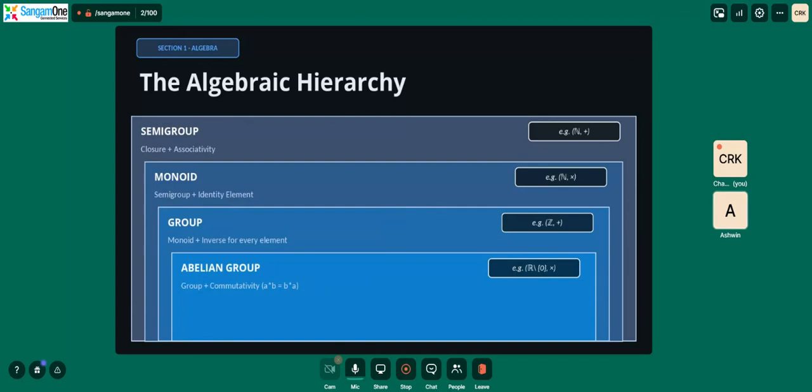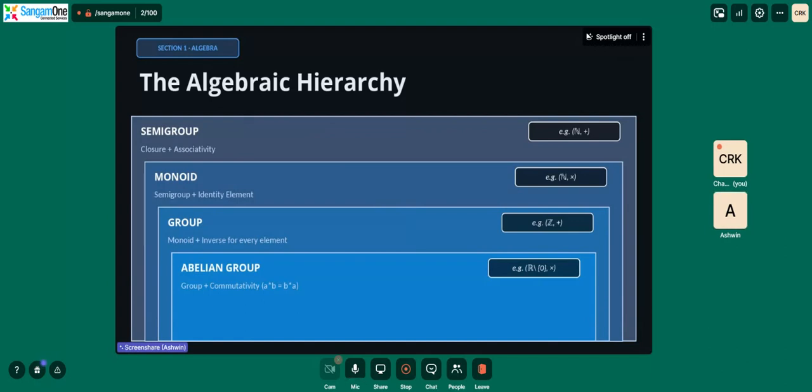This is the algebraic hierarchy concept. First comes the semigroup: closure plus associativity. Example: the set of positive numbers in the natural numbers. Then the monoid: it adds an identity element to the semigroup. Example: the set of natural numbers with multiplication, where x represents each element in the natural numbers.